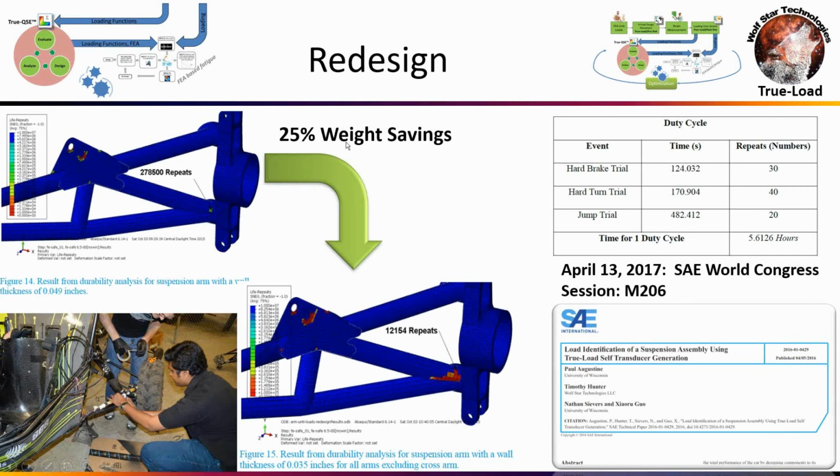And so they were able to do this very quickly within a couple of days to reduce the weight in the structure. Okay, so 25% weight savings on an unloaded structure on the Baja car is a very, very important thing. And they wrote all this up in the SAE World Congress back in 2017, and there's a paper on that you're happy to go get.